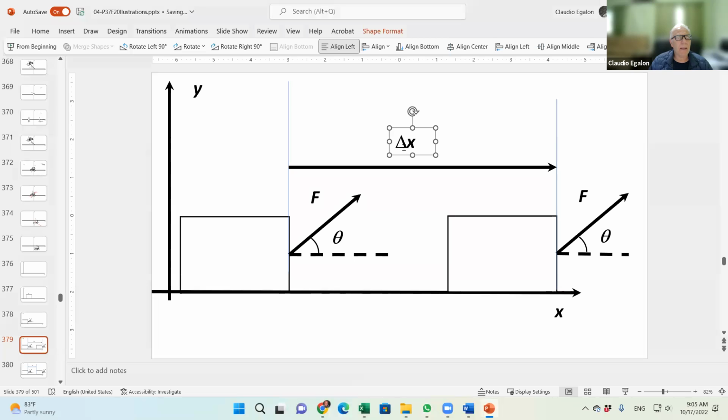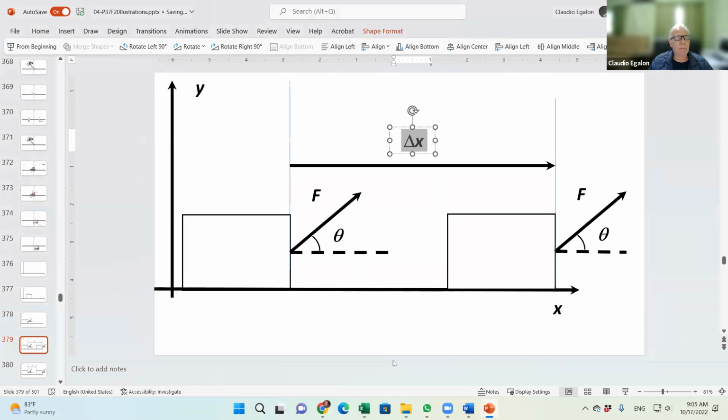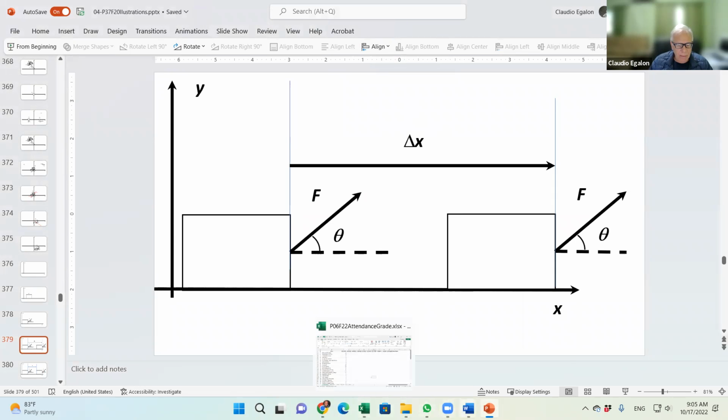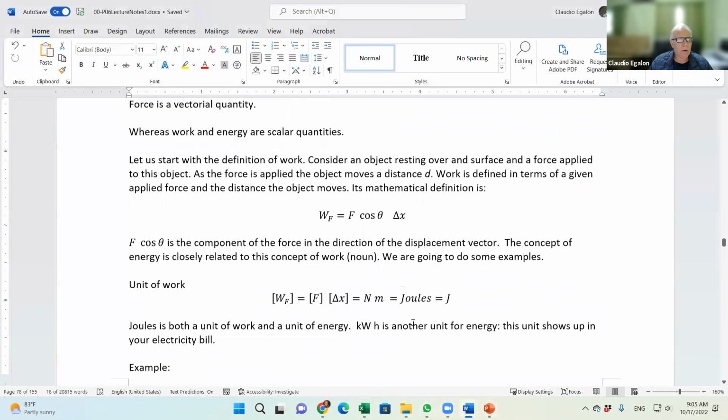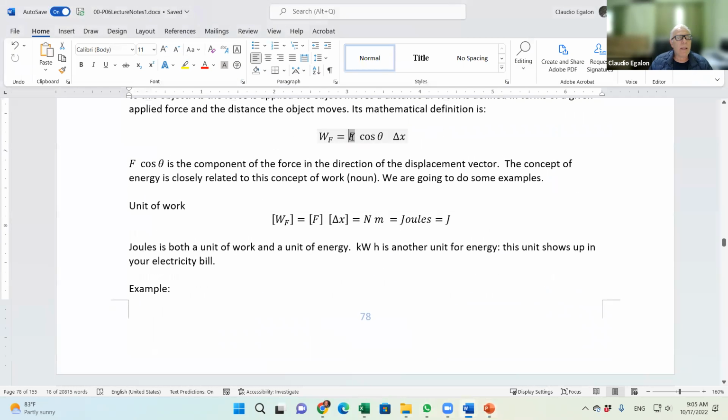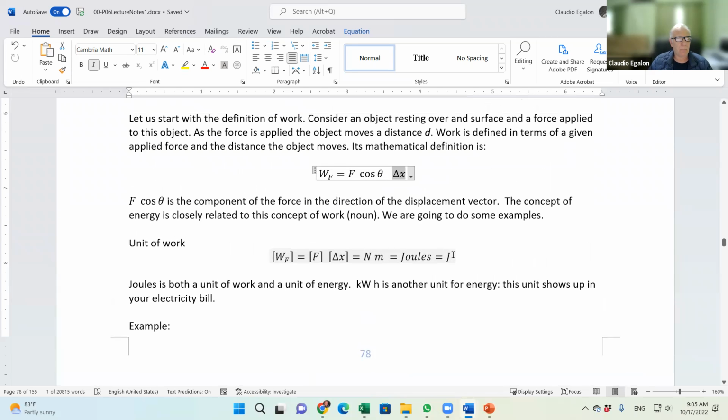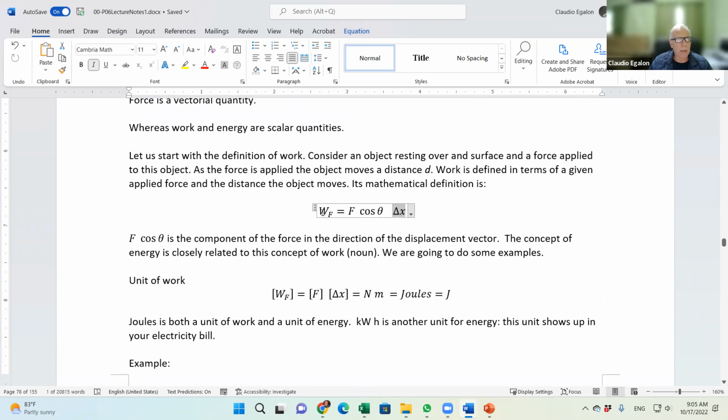How do we define the concept of work? Okay, we define the concept of work in terms of the force applied and the delta x. So the specific definition, let's go back to my notes, is the component of the force along the displacement times the displacement itself. Okay, that's how we define the work done by a given force. Work done by force F. You gotta memorize this relation.